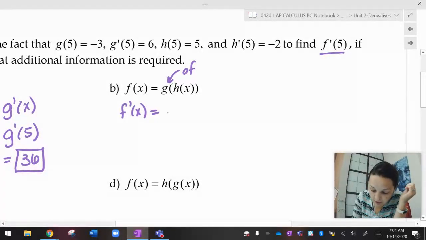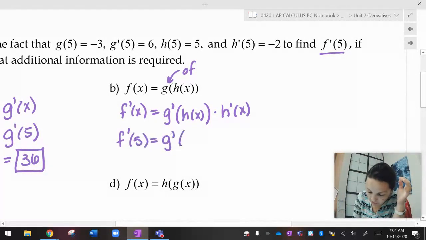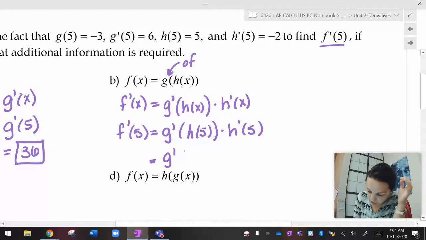So the derivative of the outer function is g prime. Keep the inside, that's h of x. Times the derivative of the inside, h prime of x. Okay, not so bad. So then if I want f prime of 5, I want g prime of h of 5 times h prime of 5, which is going to be g prime of, h of 5 is negative 2 times h prime of 5.